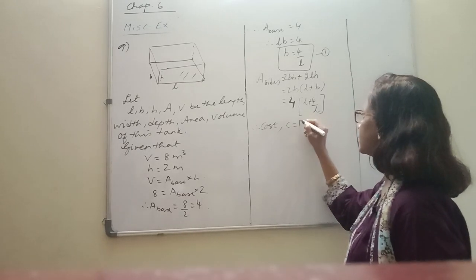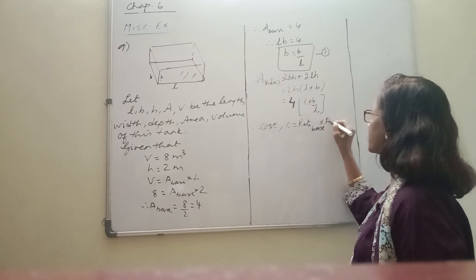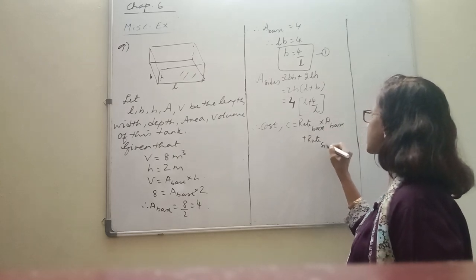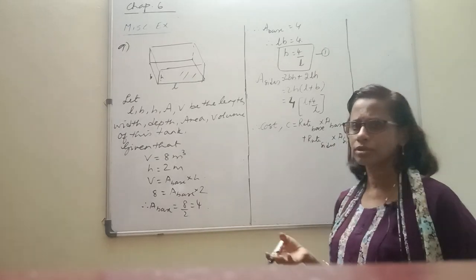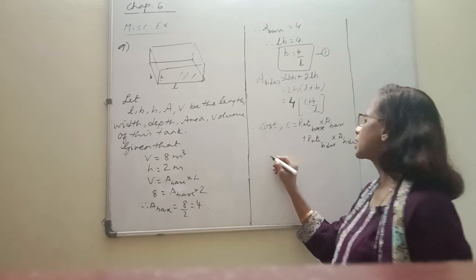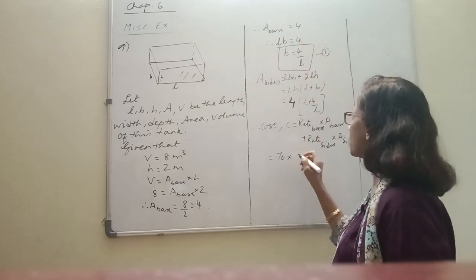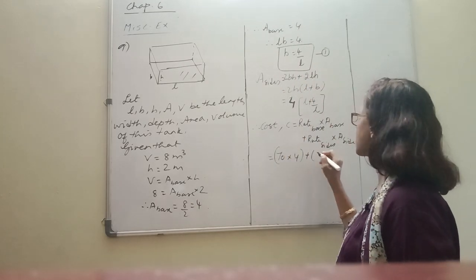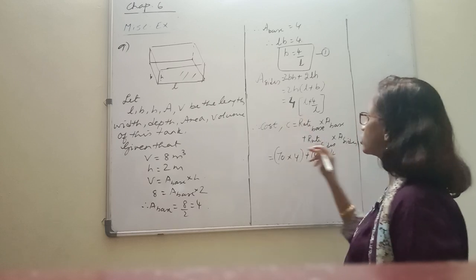Cost C is, you can write, rate of the base times area of the base plus rate of the sides times area of the sides. That will give you the cost, isn't it? They give you the rate and you have found out the area. You multiply it, you will get the cost. So the rate of the base is given as 70 and the area of the base we have found out is 4. Also the rate of the sides they have given as 45, and the area of the sides we have found out.